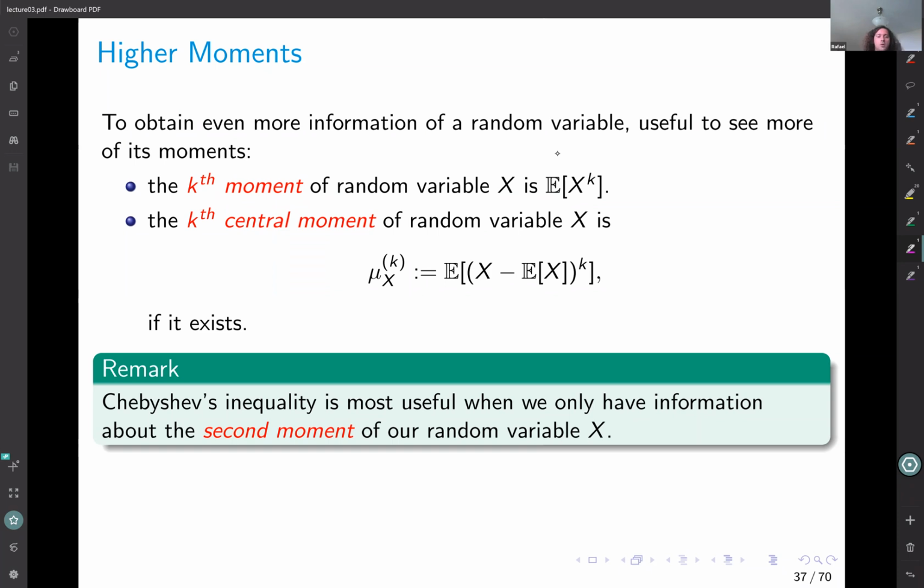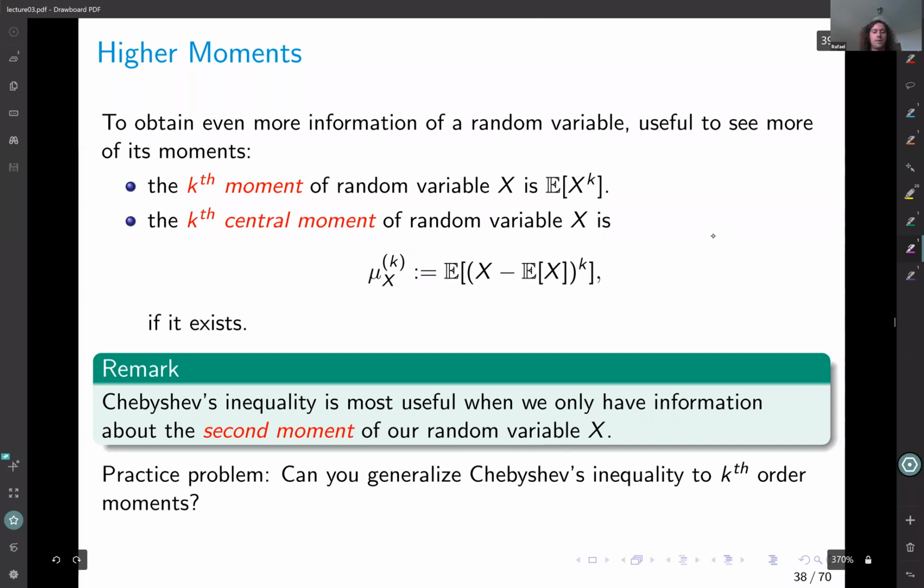All right. Chebyshev's inequality here is most useful when we only have information about the second moment of the random variable X. If we can get the second moment, then we can use Chebyshev, because the second central moment is exactly the variance.